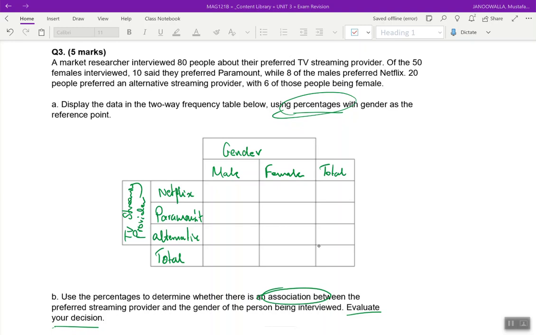So the market researcher, she interviewed 80 in total. Okay, so I'll put that 80 there. Of the 50 females, so the total of the 50 females, 10 prefer Paramount, while 8 of the males preferred Netflix.